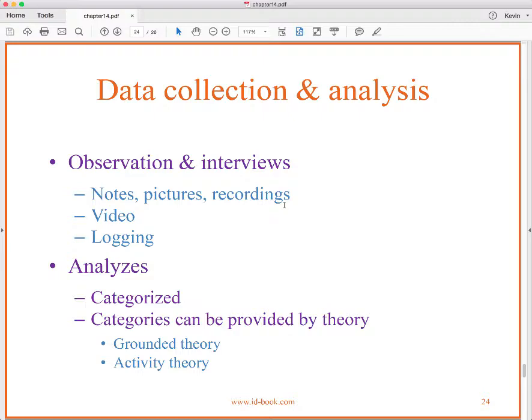So let's talk about data collection and analysis. Of course, we can do observation and interviews. So we can do that with notes and pictures and recordings, video, logging, which by logging here we mean interaction logging, keystrokes, clicks, screen touches, all that kind of stuff.